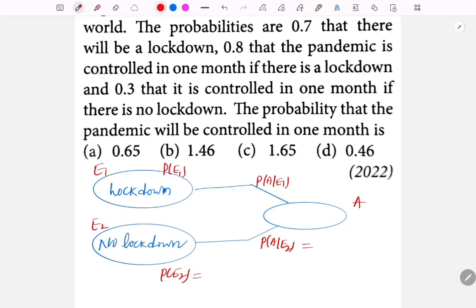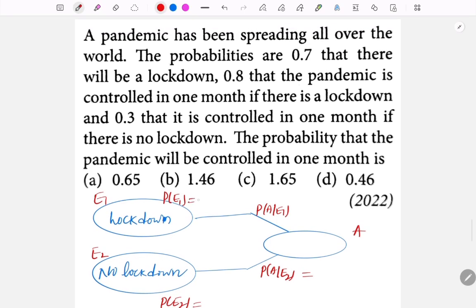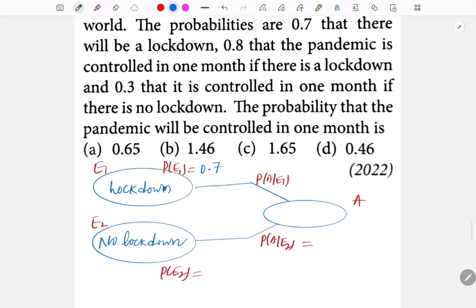Okay, tell me what is P of E1? It's a lockdown. How much did they give as the answer here? In the observation, they gave 0.7. So it is 0.7. In lockdown, 0.7 is there. No lockdown. What does no lockdown mean? It's the complement of lockdown, right? So how to find the complement? 1 minus P of A. 1 minus 0.7. How much? It is nothing but 0.3, right? They didn't give it. But how to find this one?